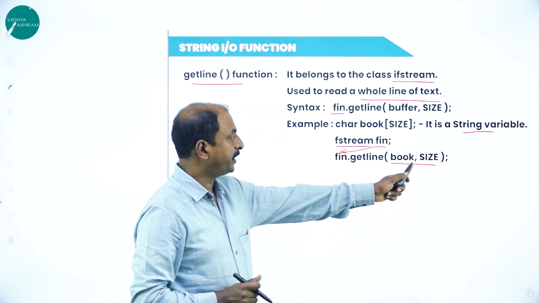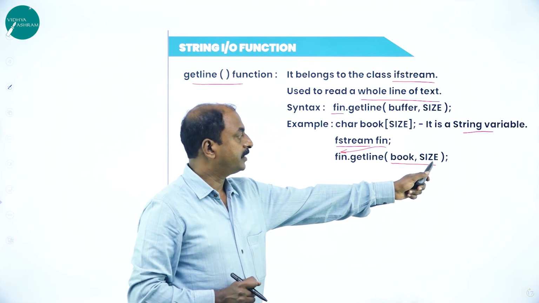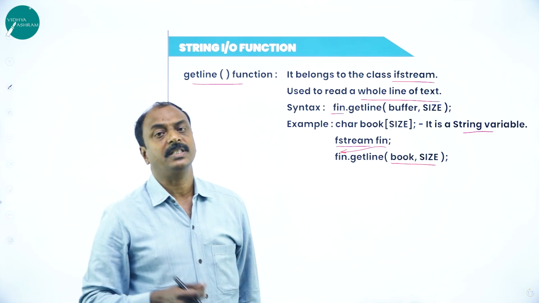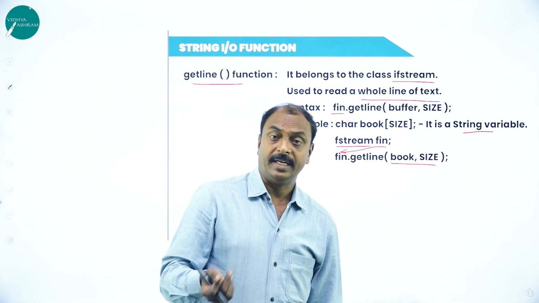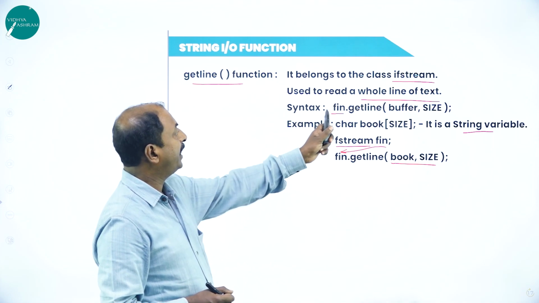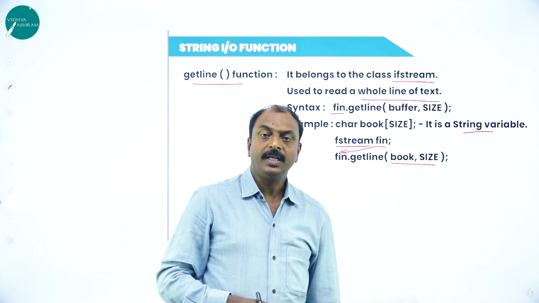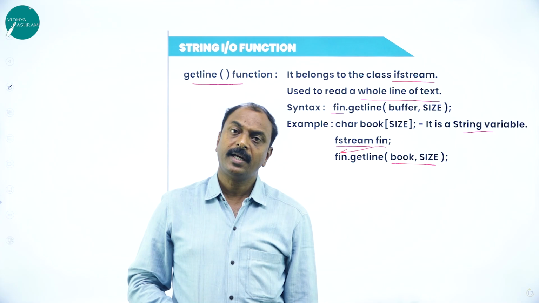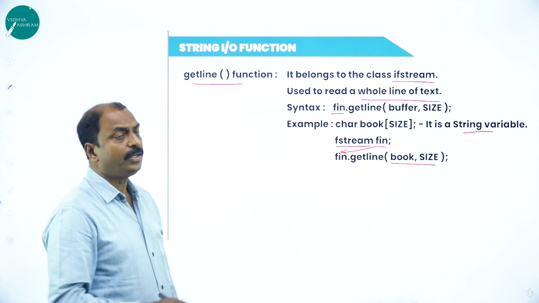So here book is the name of the string, and size is the size of the string to be read from the particular file. So this is the getline function. It is used to read a whole line of text at a time.